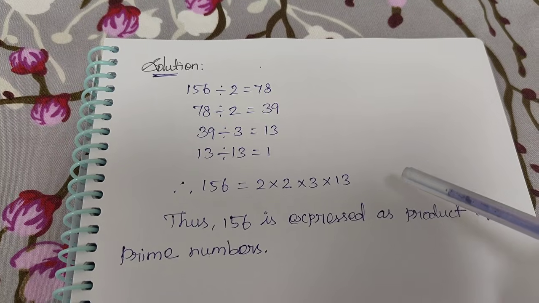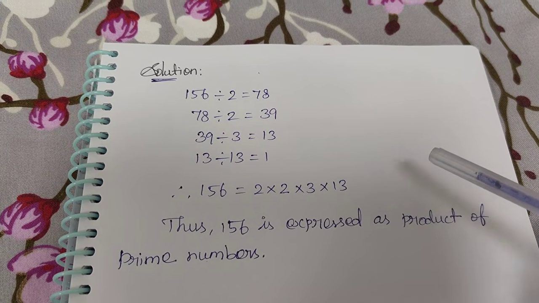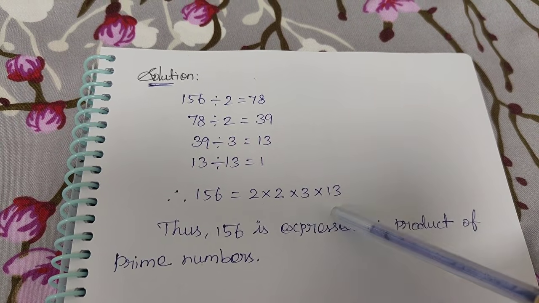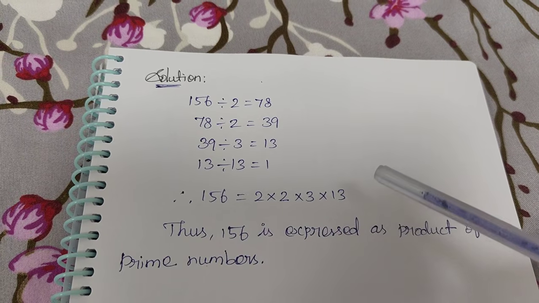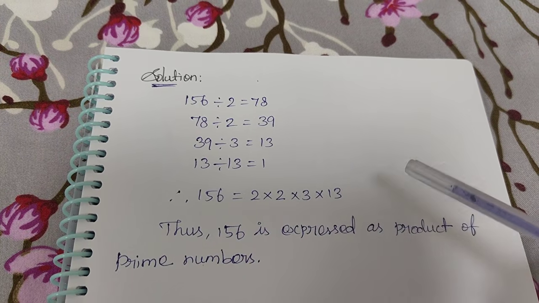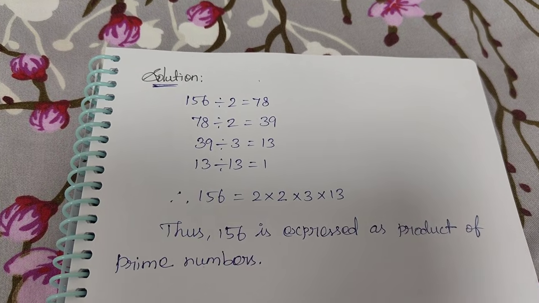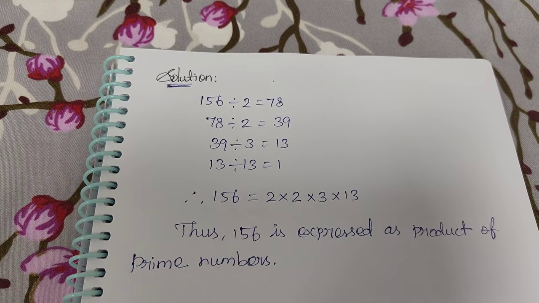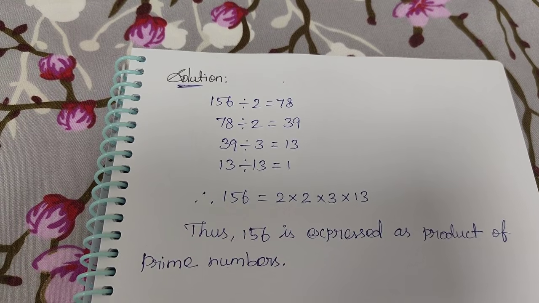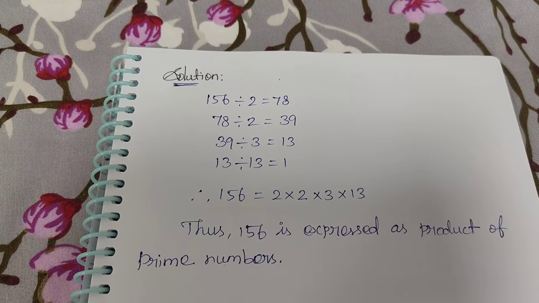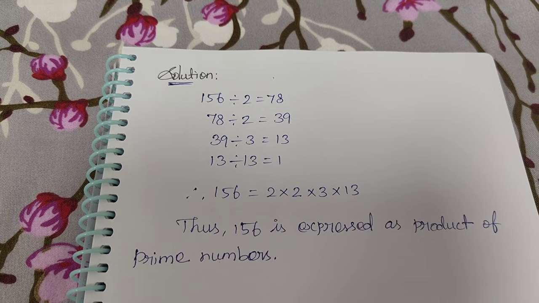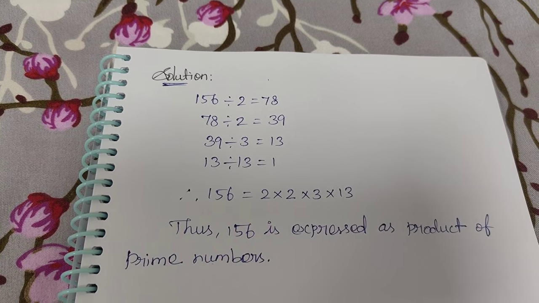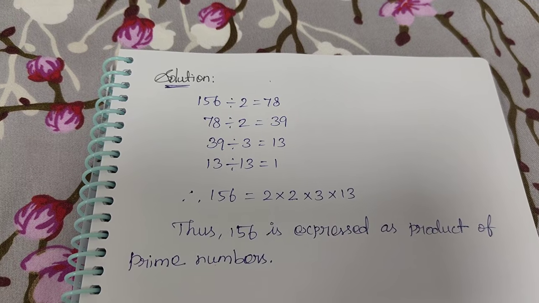So, finally 156 becomes 2 into 2 into 3 into 13. That means we have written the number as a product of primes. So, this is how we use the fundamental theorem of arithmetic to express a number as a product of prime numbers. Practice similar problems to understand the method clearly.